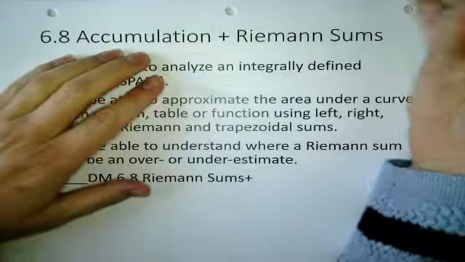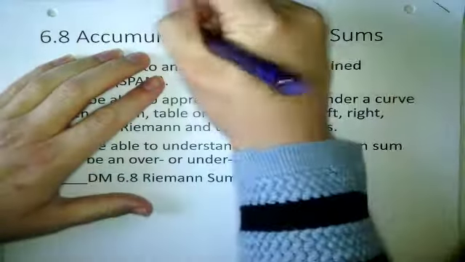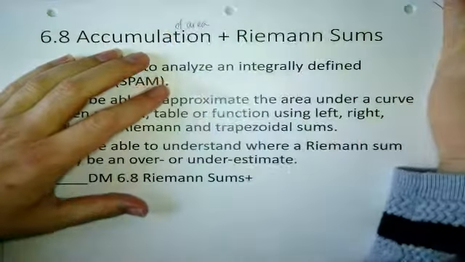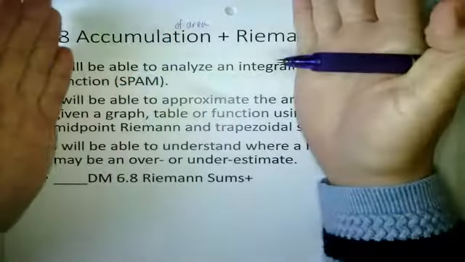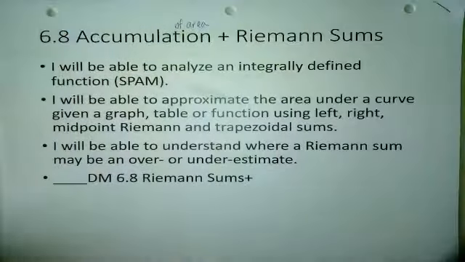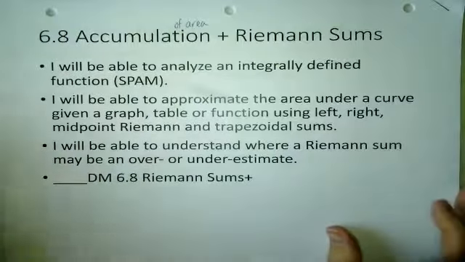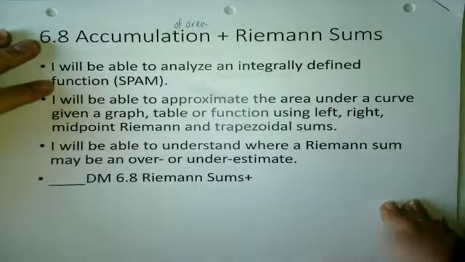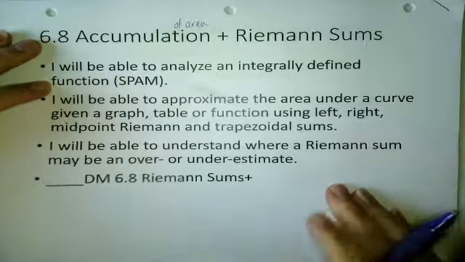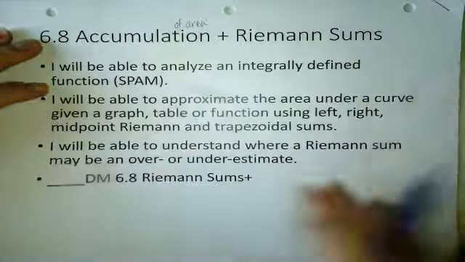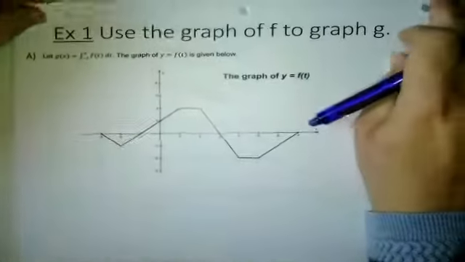So accumulation refers to the accumulation of area. And we know now that that's what an integral represents. It's the area under a curve. When it's bounded, we can find that area. And so we're going to do a little bit about that and use it to help us analyze a function. It's kind of lots of going on here. And then we're going to talk about Riemann sums, which is just that easy approximation of finding area.